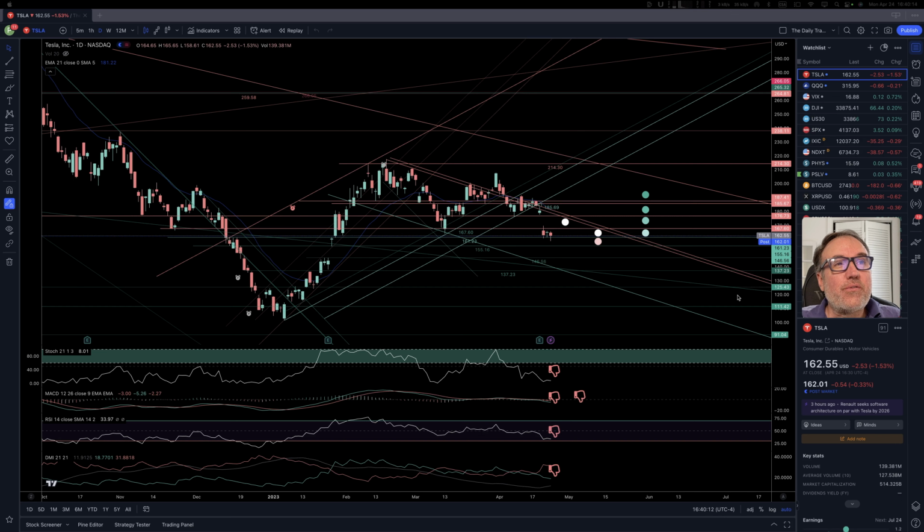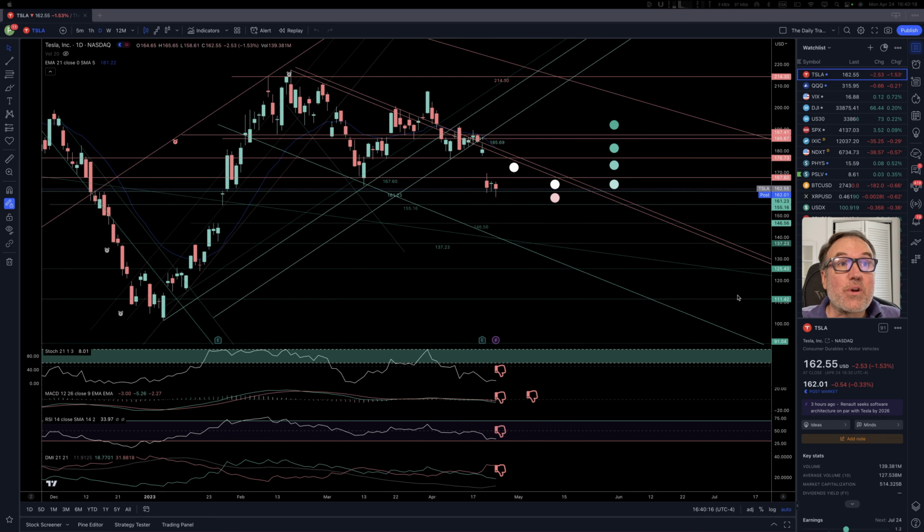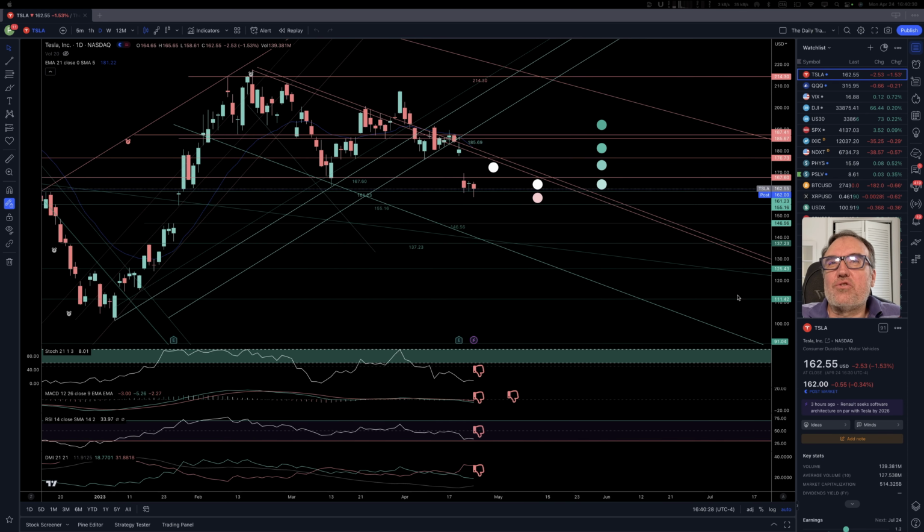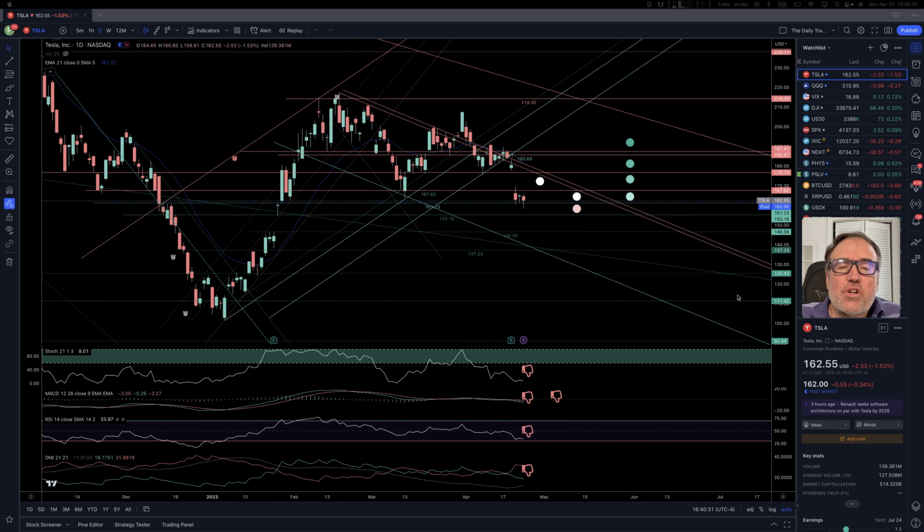$2.53. That's 1.53%, closed at 162.55. Post-market, we are down by 54 cents. We are down by an additional 55 cents at an even 162. Let's look at what this means on the chart. If we don't look at the chart, we don't have much idea what this means.